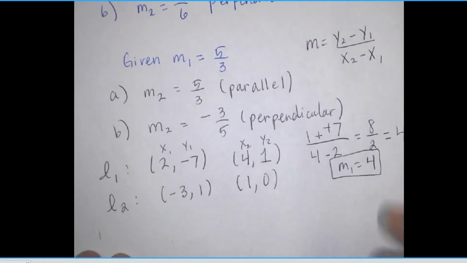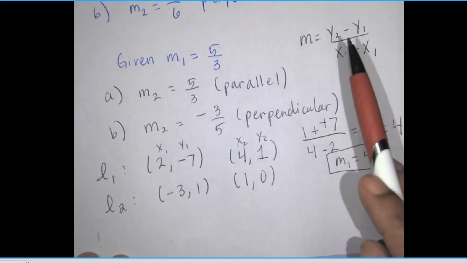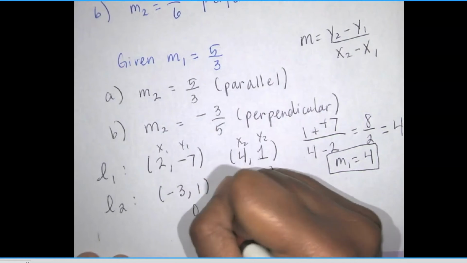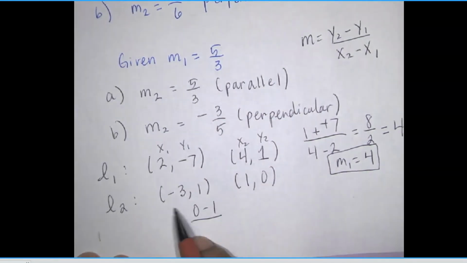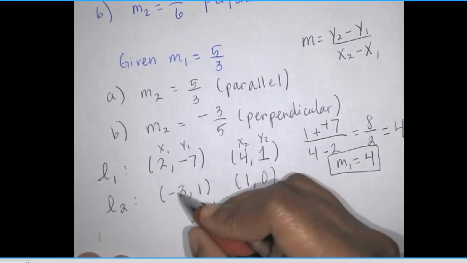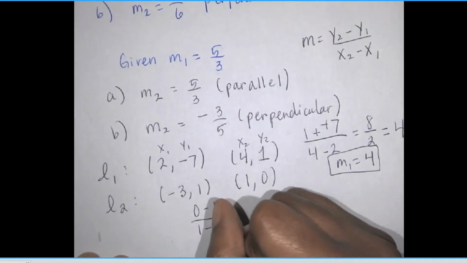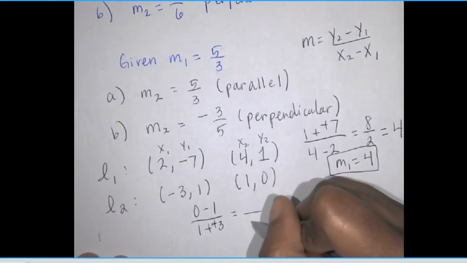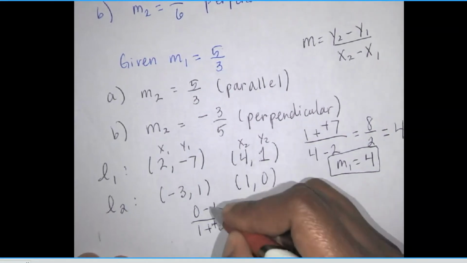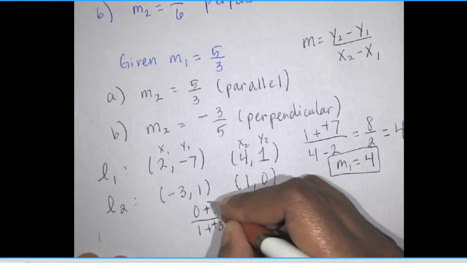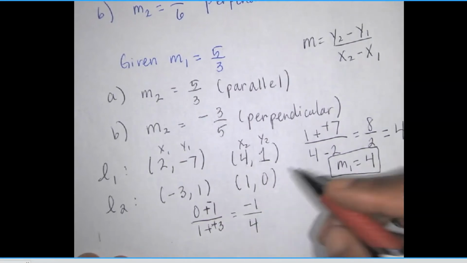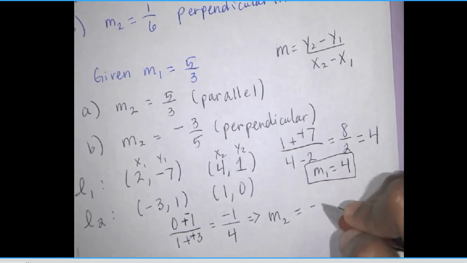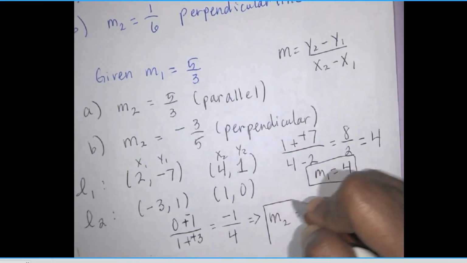Okay, now at the bottom here, we're going to do it again. y2 minus y1, so we're going to do 0 minus 1 over 1 minus -3. Okay, and that minus becomes a plus. So I'm going to get a 4 down here, and then where that negative is, let's change it to a positive, bump it back. This will be a -1. And so far we have found out that M2 is equal to -1/4, and I'm going to box that.